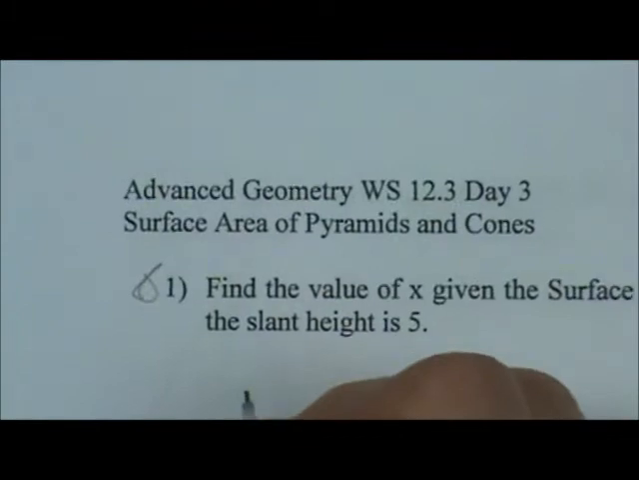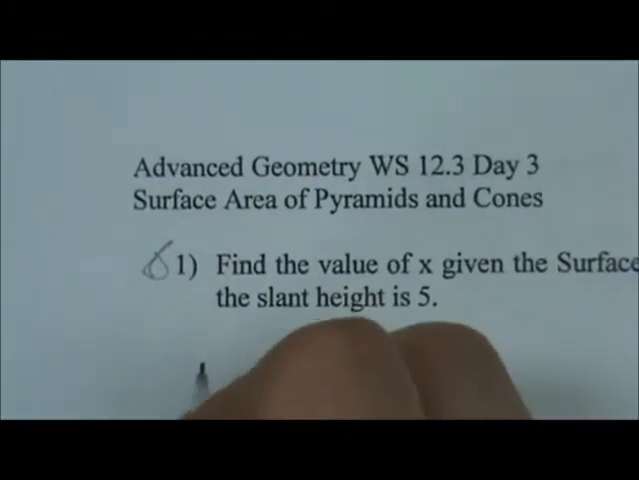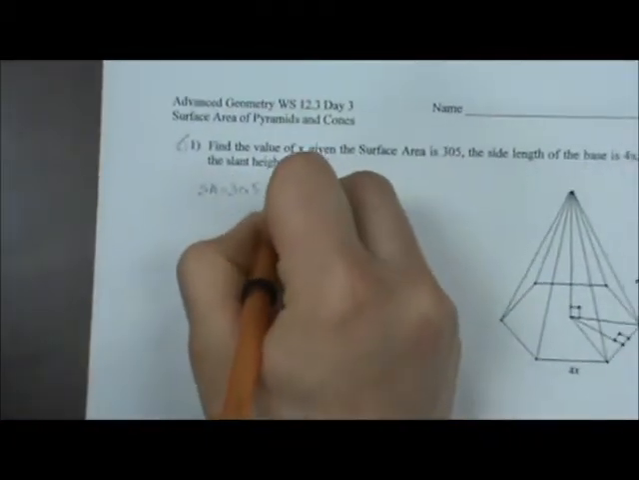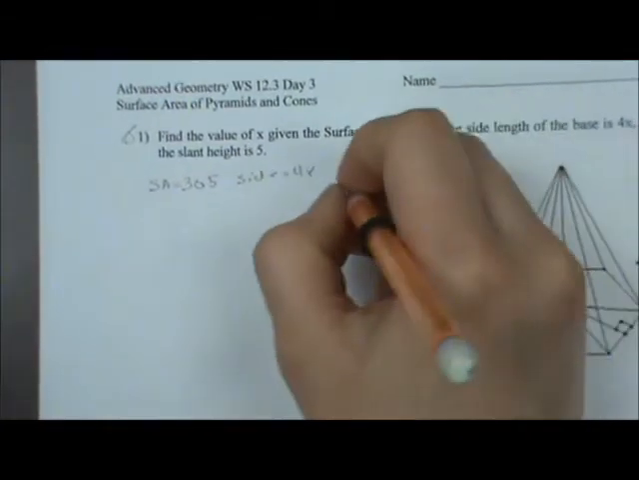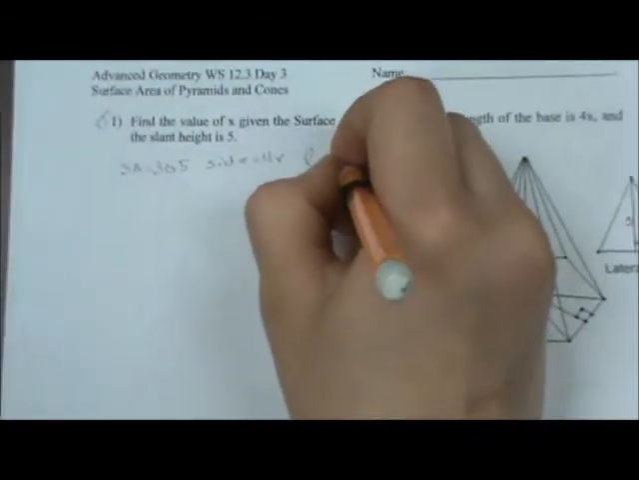Okay, and now we're going to go to homework check of day 3 of 12.3. So our surface area we know already is going to be 305. The area of the base is going to be 4x, and then one side is going to equal 4x, and then our slant height is going to be 5.